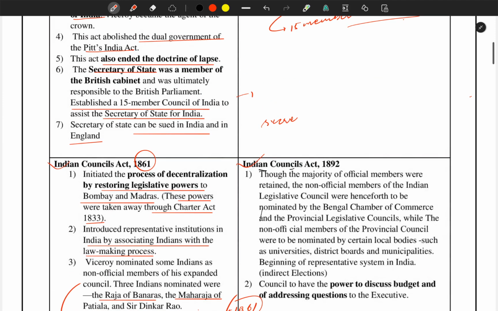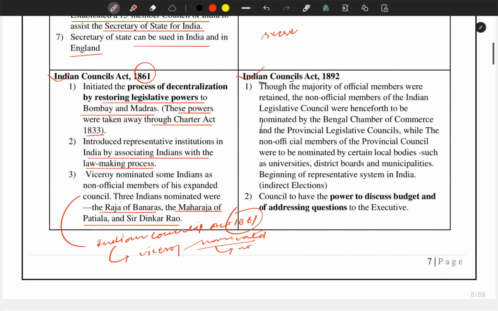Last but not the least, we have to talk about the Indian Council Act of 1892. Though the majority of official members were retained, the non-official members of the Indian Legislative Council were henceforth to be nominated by the Bengal Chamber of Commerce, while the non-official members of the provincial councils were to be nominated by certain local bodies such as universities, district boards, and municipalities. Beginning of representative system in India.